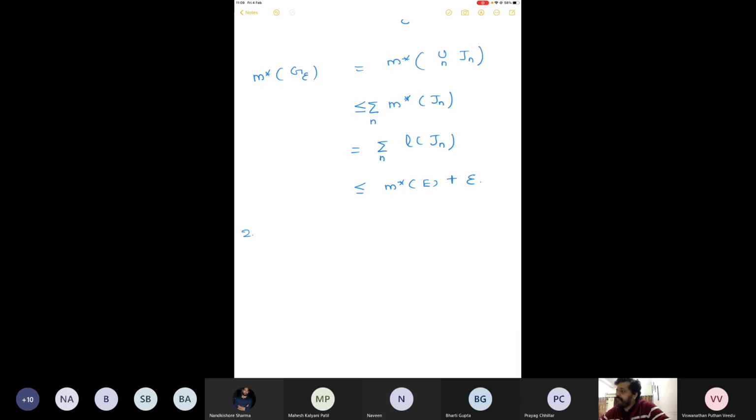Now, instead of finding an open set, you are supposed to find a G delta set. And if you allow me to take a G delta set, in fact, you can match the measure. If you take the open set, the difference between the measures is less than epsilon, roughly. And here what you can do is find a G delta set such that the outer measure is exactly the same.